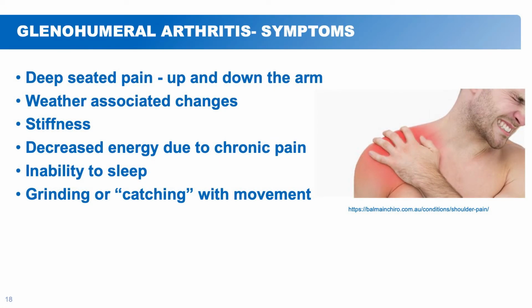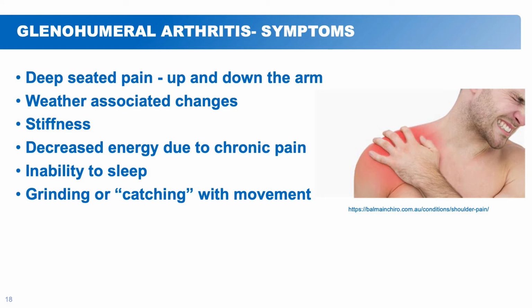What are you going to see and what type of symptoms with glenohumeral arthritis? You're going to see a deep-seated pain going up and down the arm. You can also see weather-associated changes. So, winter's come on and now my shoulder's hurting me again. You can see symptoms of stiffness. You can have decreased energy due to chronic pain.